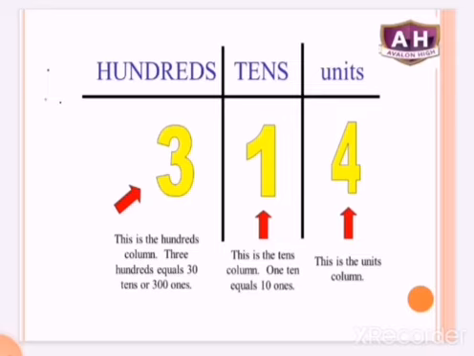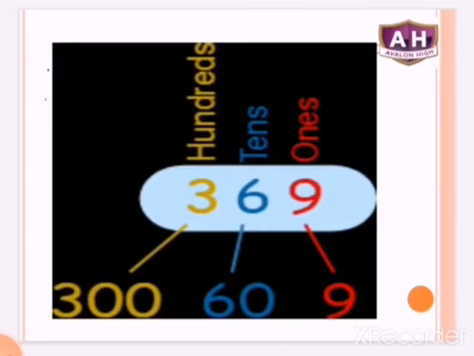We can write it as 314. Another number we have is 369. 369 we will write as 3 as 300, 6 tens as 60, and 9 ones as 9, because 9 is below 10, so it will come as 9. So to write the number we will cut the 0. We will only take 3 of 300, 6 of 60, and 9 will be as it is.